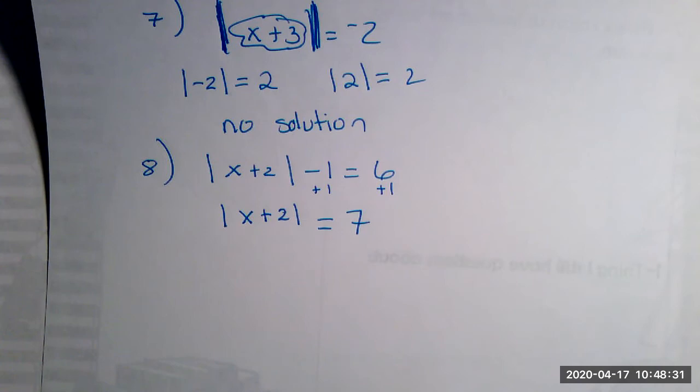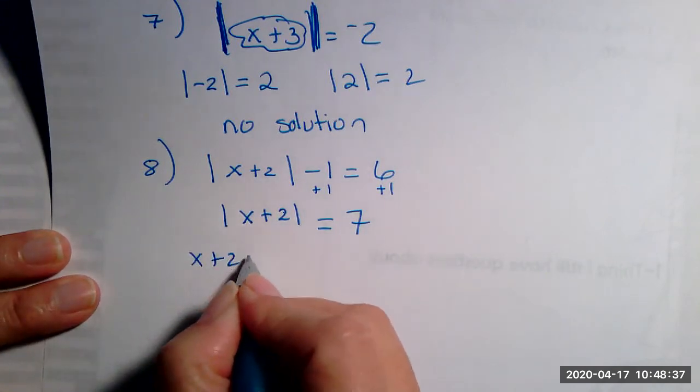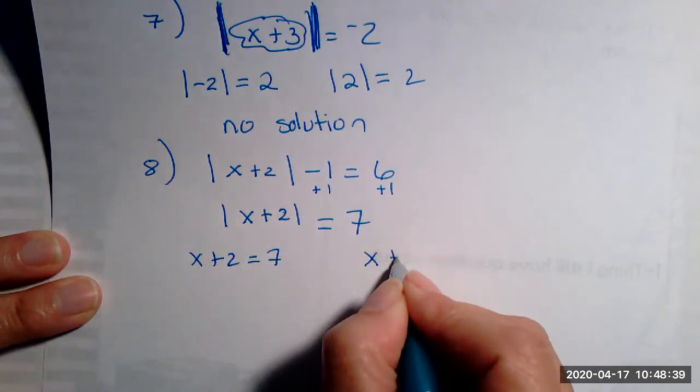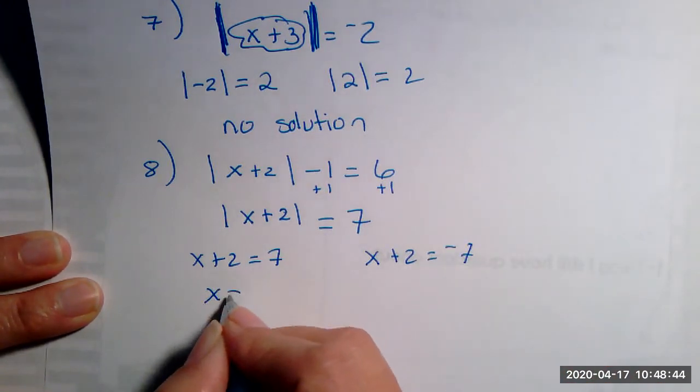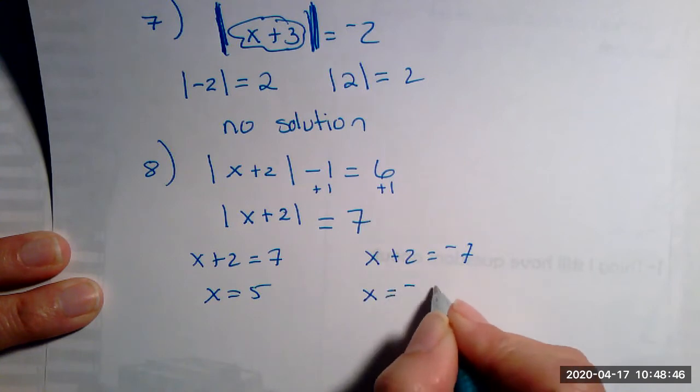All right, if you didn't do that first, go ahead and solve it real fast. All right. So now we have x plus 2 equals 7. x plus 2 equals negative 7. And now we can finish solving this. So x equals 5 and x equals negative 9.